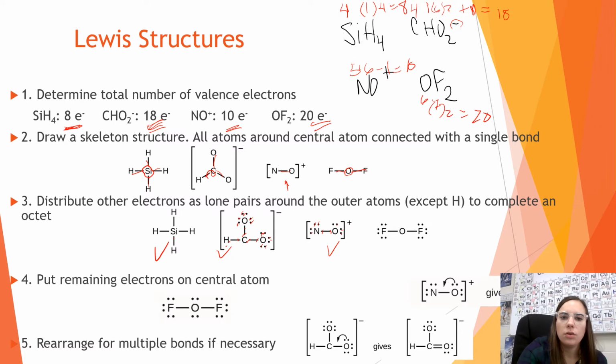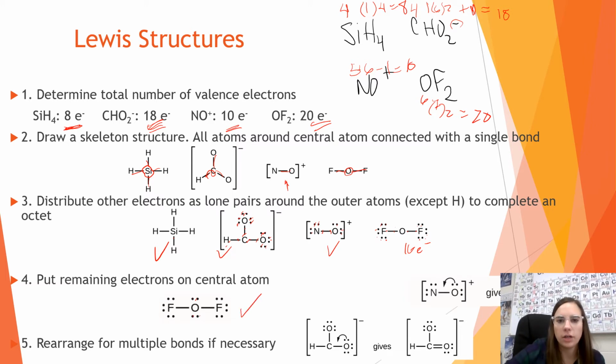And then for our oxygen and fluorine, we have 20. We started with 1, 2, 3, 4, 5, 6, 7, 8, 9, 10, 11, 12, 13, 14, 15, 16. We're at 16 electrons. So we are not done, which is why we go to step 4 where we add the remaining ones on the center atom, 17, 18, 19, 20.